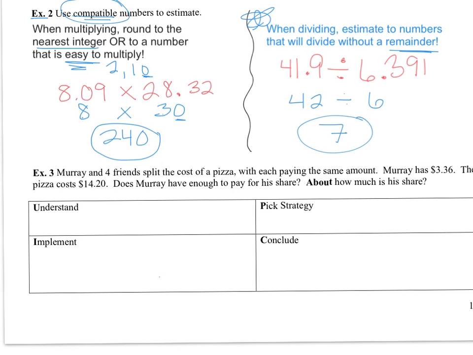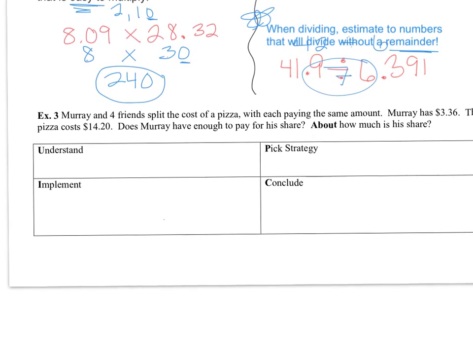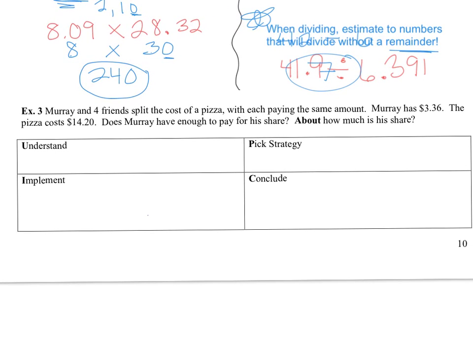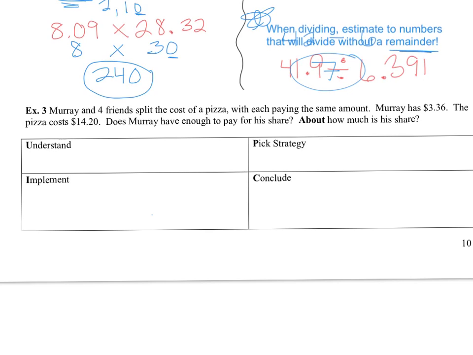All right, good job. Let's go ahead and look at our story problem down here on the bottom. They're wanting us to use U-pick. So let's go ahead and fill that in, and then I'm going to let you solve it on your own when it comes to implementing it. So let's read it. Murray and 4 friends. So that looks like important information that I need to highlight. Split the cost of a pizza, with each paying the same amount. So that means if we're splitting the pizza, I know I'm probably going to have to divide.